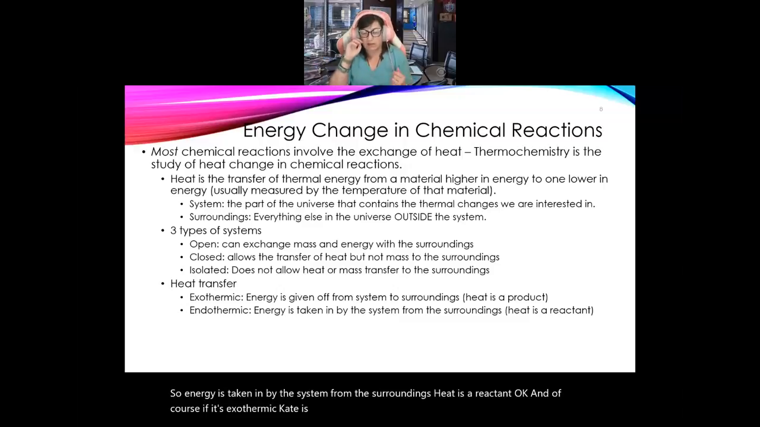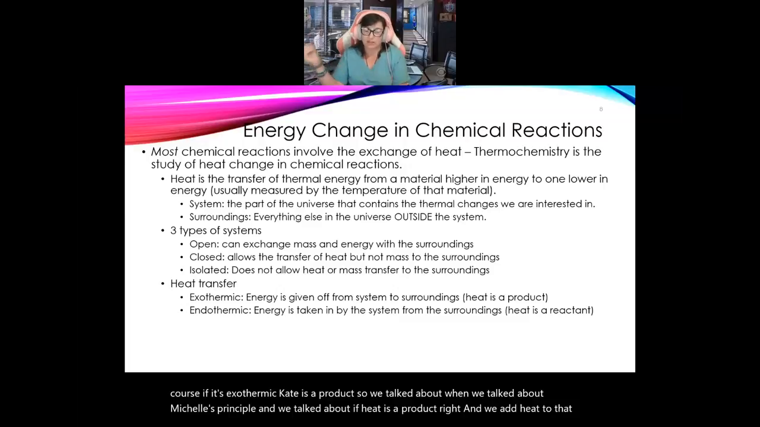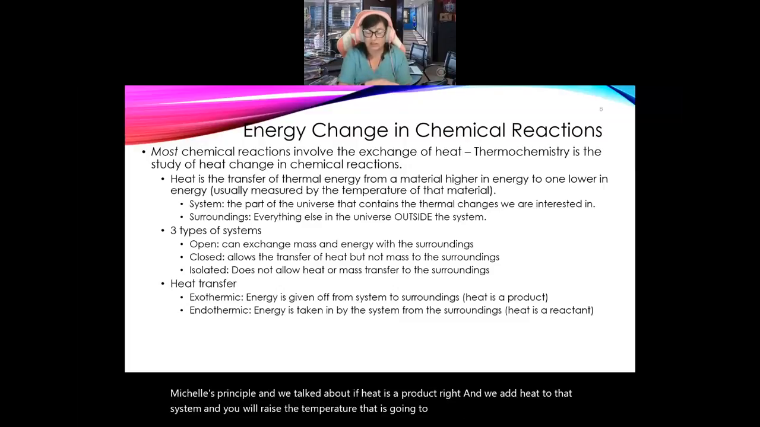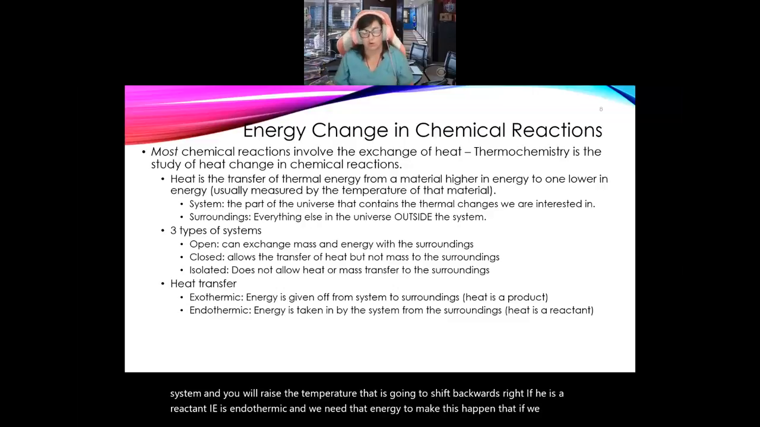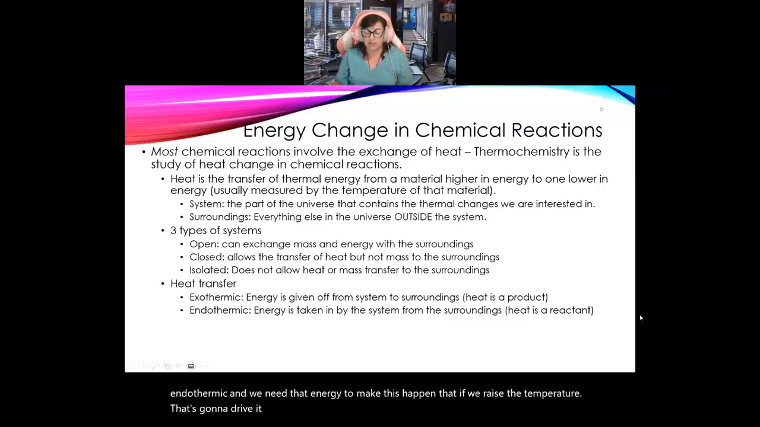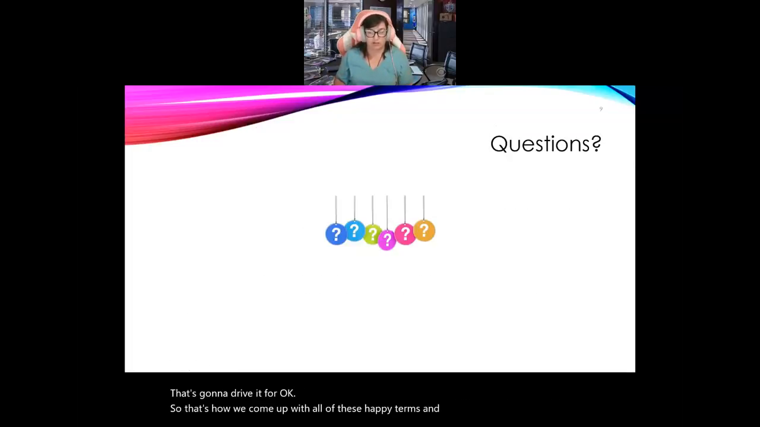When we talked about Le Chatelier's principle, we talked about if heat is a product, and we add heat to that system, i.e. we raise the temperature, then it's going to shift backwards, right? If heat is a reactant, i.e. it's endothermic, and we need that energy to make this happen, then if we raise the temperature, that's going to drive it forward, okay? So that's how we come with all of these happy terms, endothermic, exothermic, right?